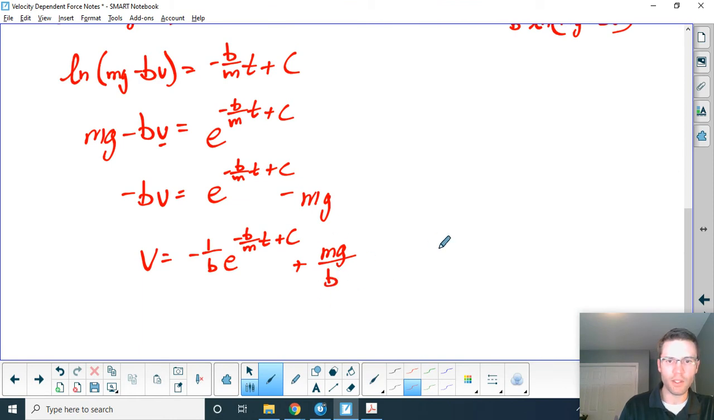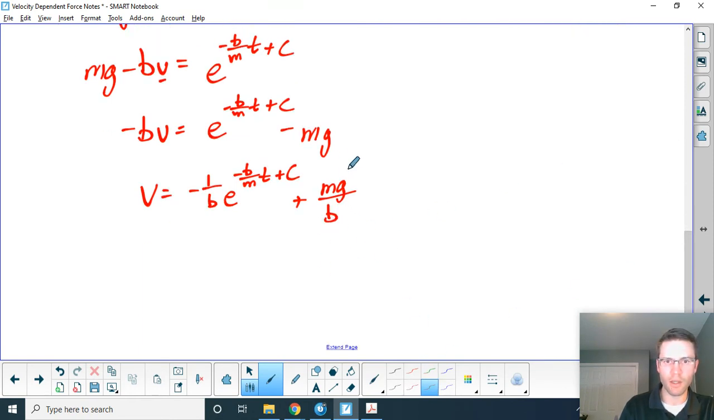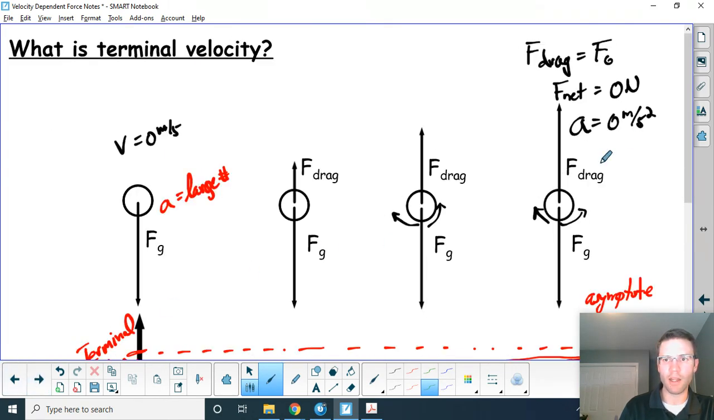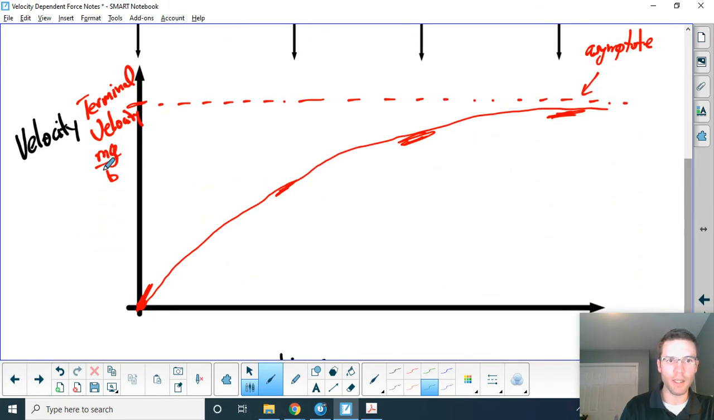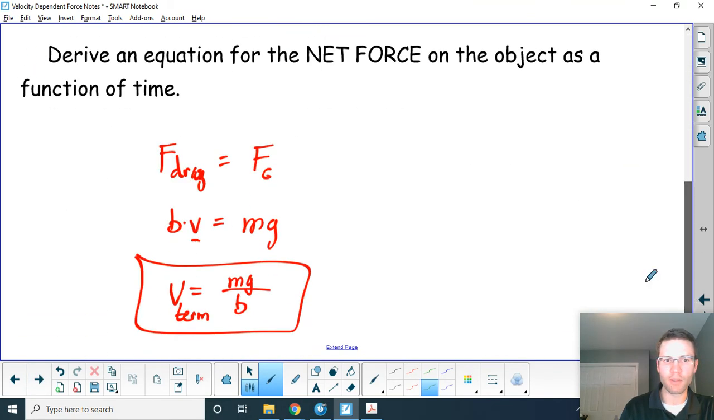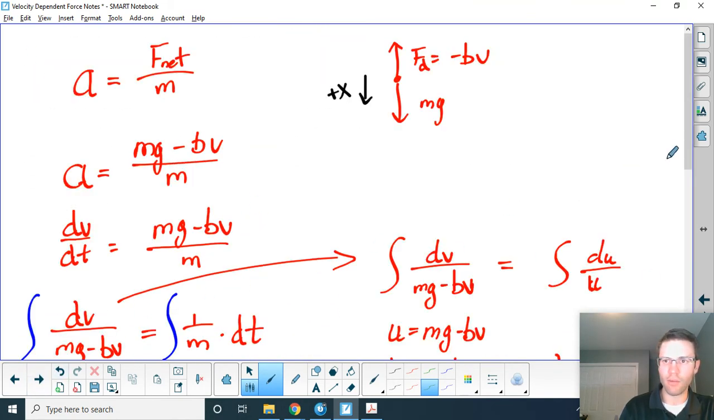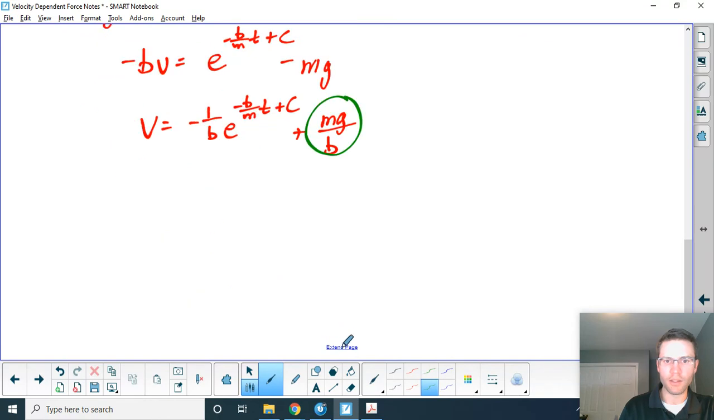Well, this should look familiar to you. We just solved for this. That's our terminal velocity. So if we go back here, we solved for terminal velocity, mg over b, and we got that from this relationship here. So I could write this in here. This is just terminal velocity. So let's keep simplifying this. I can also write my first term like this.